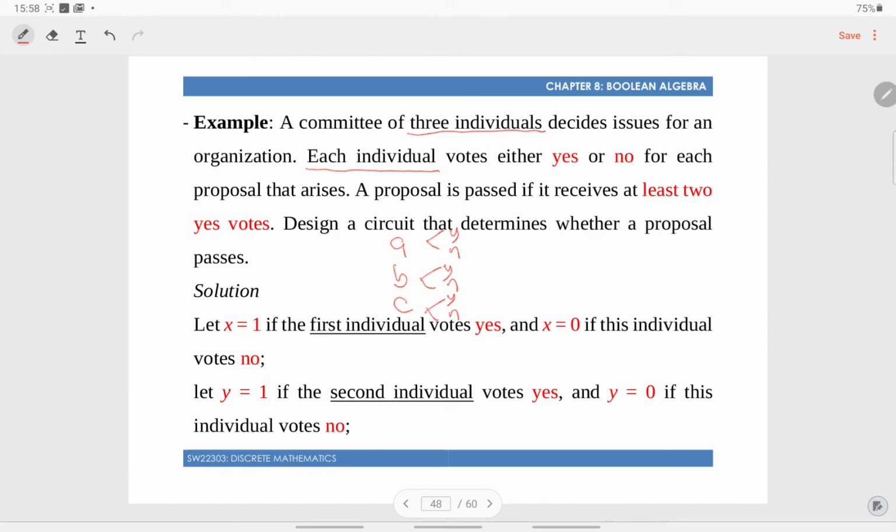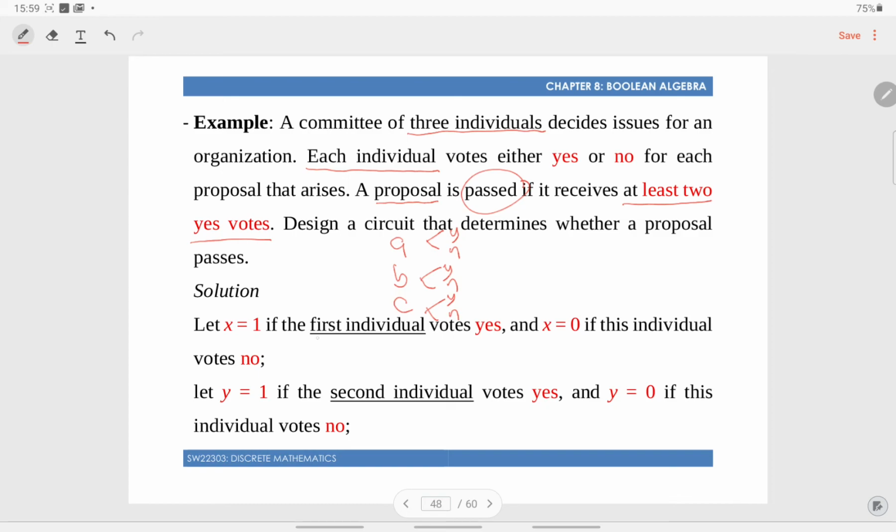A proposal is passed if it receives at least 2 yes votes. Okay, that the proposal is considered passed if it receives at least 2 yes votes. From these 3 persons, it received at least 2. So the question is to design a circuit that determines whether a proposal passes. So this is the solution.